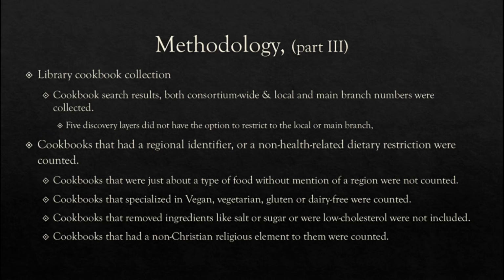Cookbooks that had a regional identifier or non-health related dietary restriction were counted. Cookbooks that had just a type of food, such as pizza or egg rolls, were not counted unless the mention of the region was also named. Cookbooks that specialized in things like vegan, vegetarian, gluten, or dairy-free were counted. Cookbooks that removed ingredients like salt or sugar, or low cholesterol cookbooks, were not included. I also included cookbooks that had a non-Christian religious element to them.